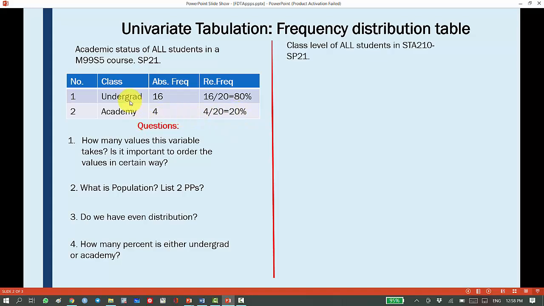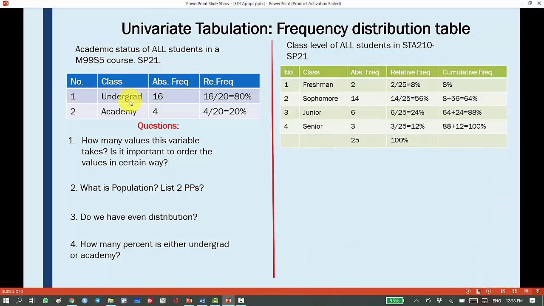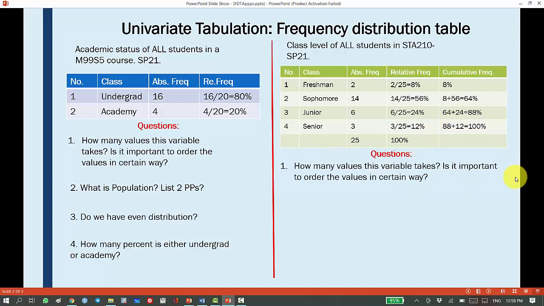Second example is concerning the class level of all students in Statistics 1 class. As you can see here, we have 2 freshmen, 14 sophomore, 6 junior, and 3 seniors, in total 25. The percent of each class is provided in this column of relative frequency, as well as we have cumulative frequency here in the last. The first question is, how many values does this variable take?